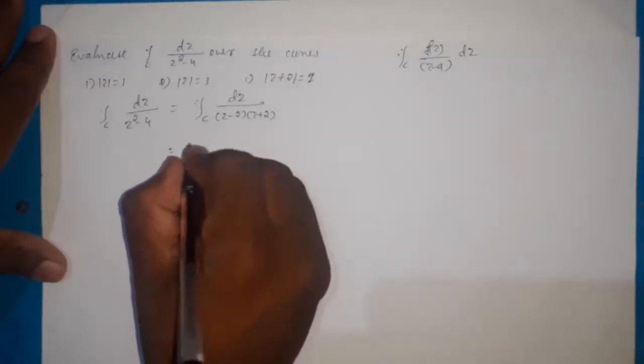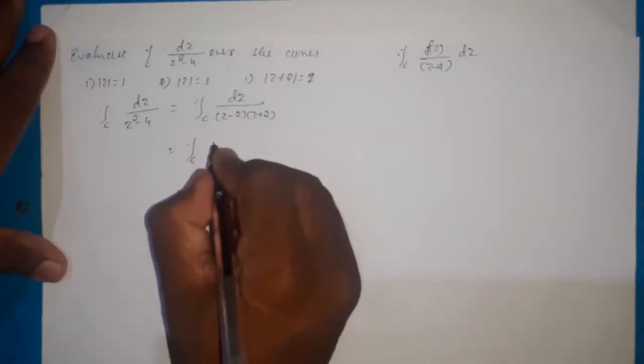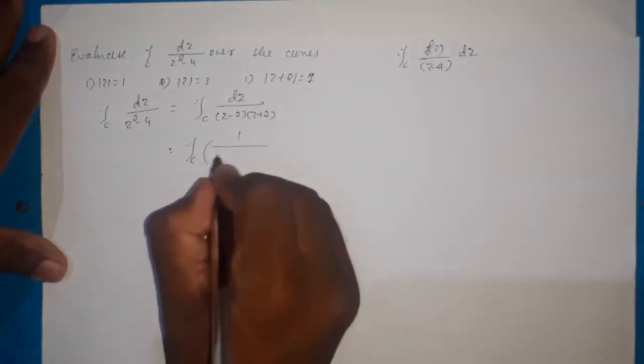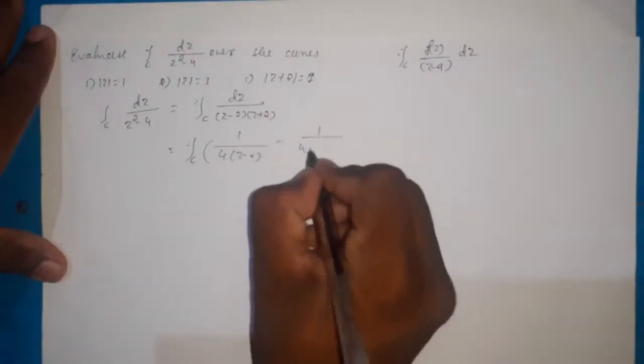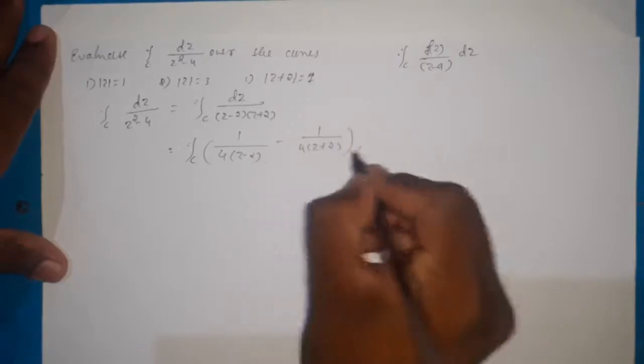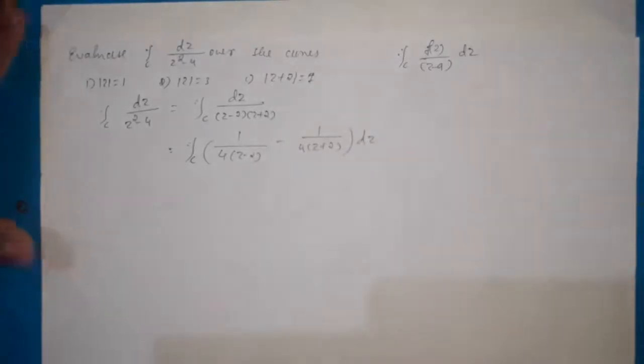as integration over c of 1 divided by 4 times (z minus 2) minus 1 divided by 4 times (z plus 2) into dz, by using partial fractions. So already you know what is partial fraction and how to find the factors, right? So therefore 1 by 4 is the value of capital A and capital B. So therefore here 1 by 4 (z minus 2) minus 1 by 4 (z plus 2) dz.